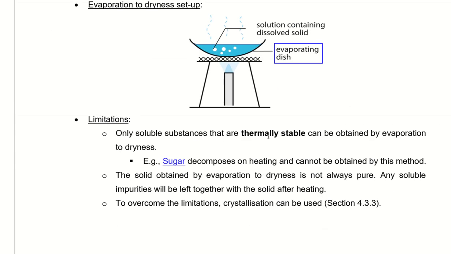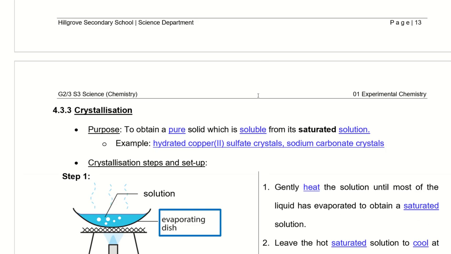There are some limitations, like I mentioned in the previous video. Sometimes the solid obtained might not always be pure. Why? There might be some soluble impurities that are left behind after all the liquid is evaporated away. So it's not really a pure solid. So what can be done? We will use crystallization. Moving on to the next one.